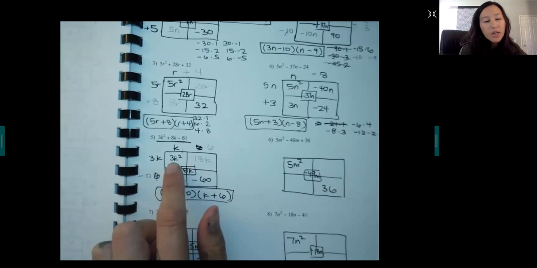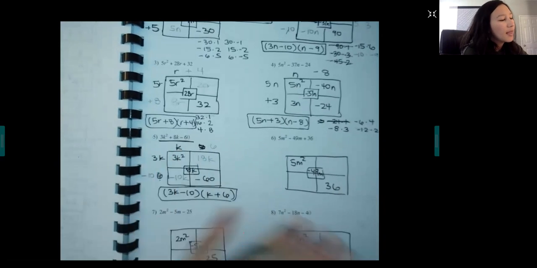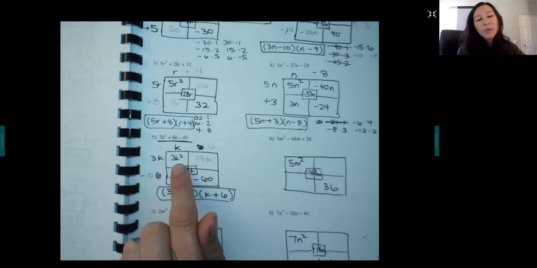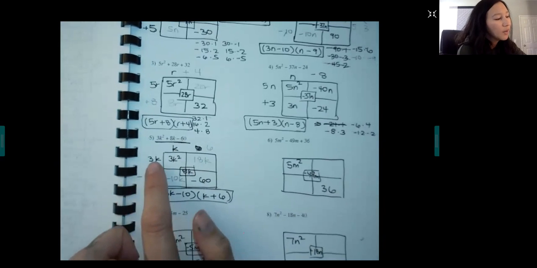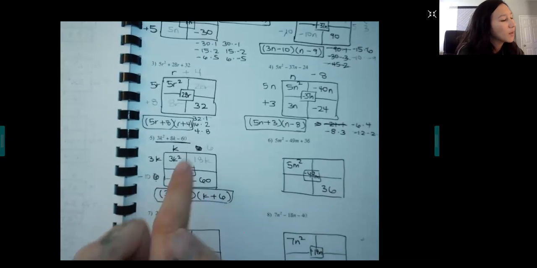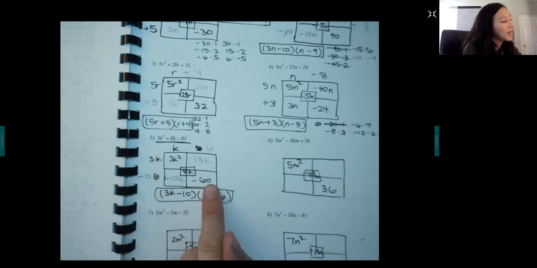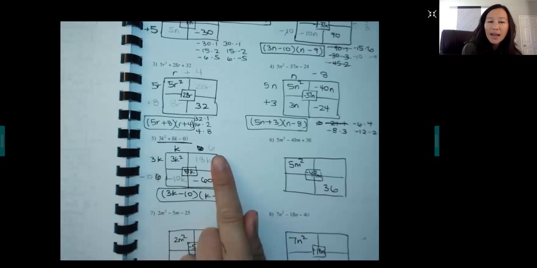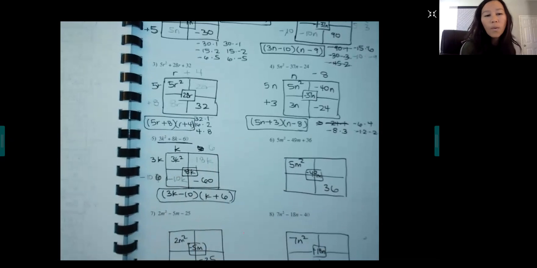3k squared. So my length and my width, they have to multiply to give me 3k squared. So what multiplies to give me 3k squared? 3k and k. And then you're just working backwards here too. What multiplies to give me negative 60? Negative 10 and 6. Or whatever it is. And it's just guessing and checking.